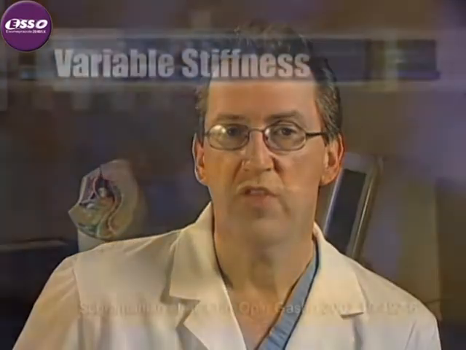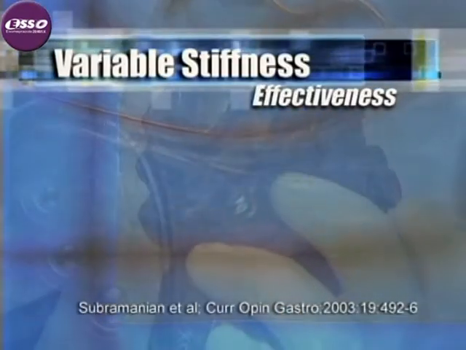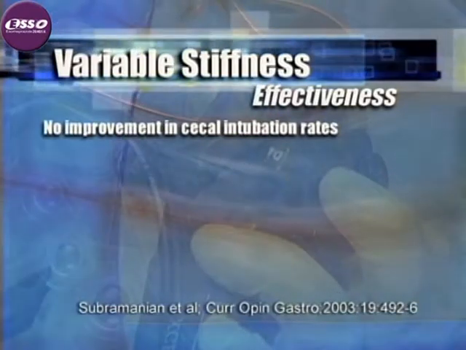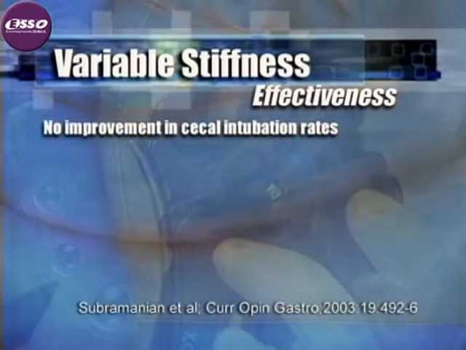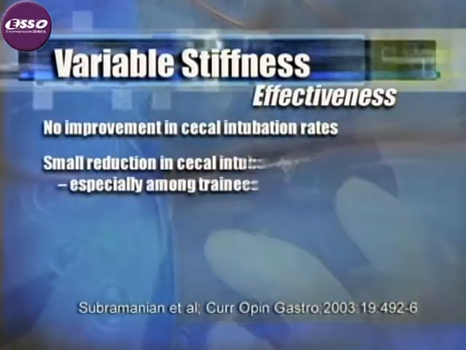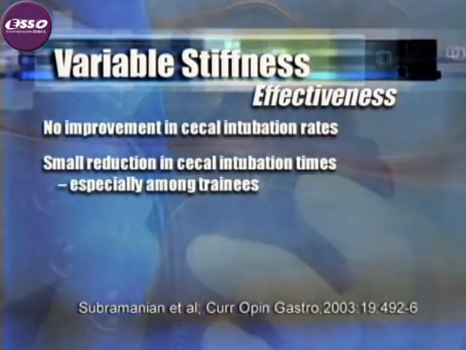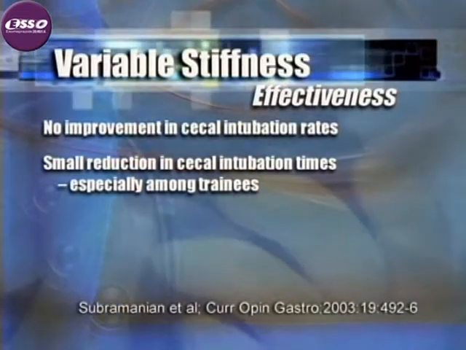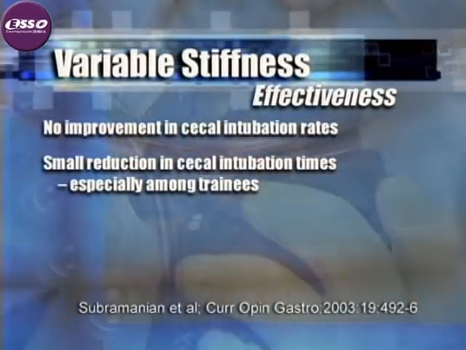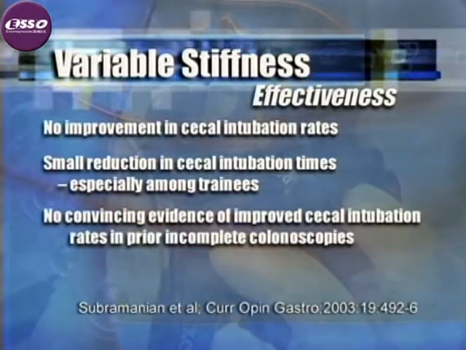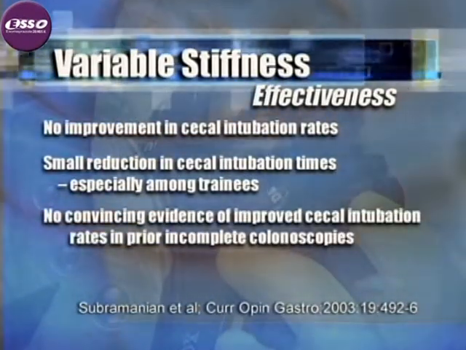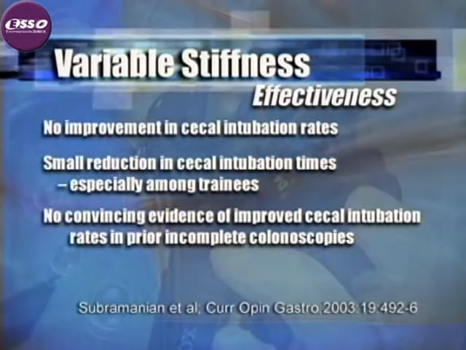The data on the effectiveness of variable stiffness can be summarized as follows. There is no evidence that variable stiffness improves the success rate of cecal intubation. The data on reduction in cecal intubation times is quite mixed, but there probably is some improvement in cecal intubation time, particularly for trainees and people early in their experience of colonoscopy. There is also no clear-cut evidence of improved cecal intubation rates in patients with prior failed colonoscopies.